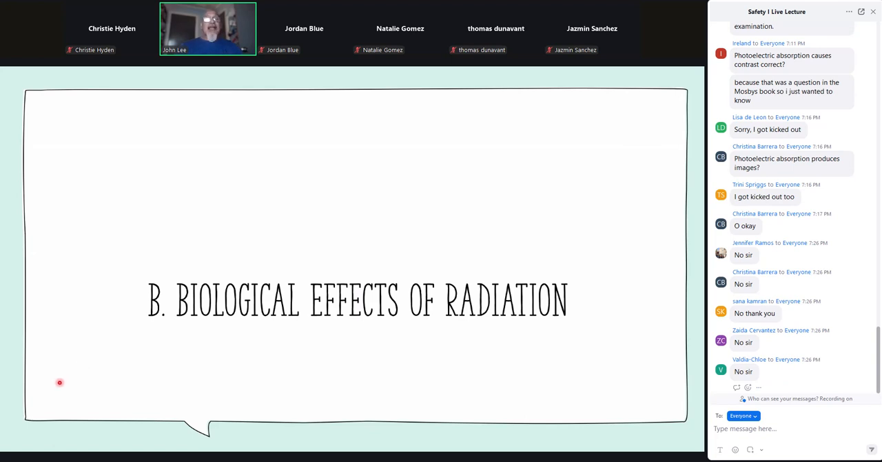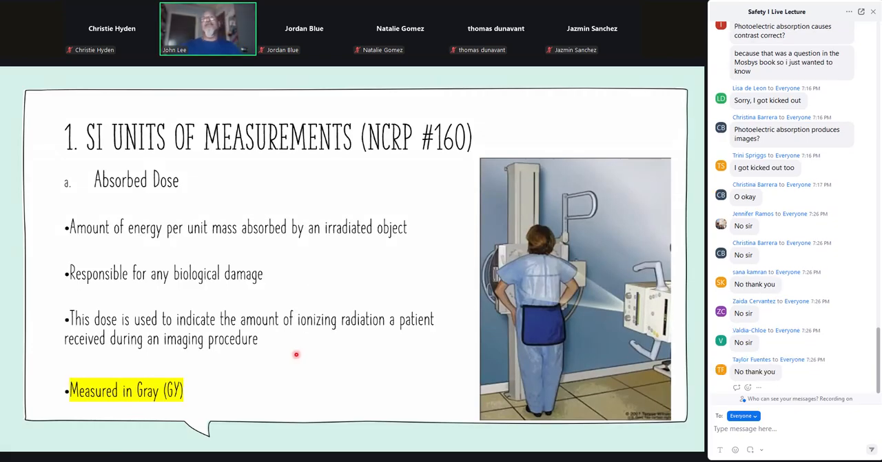So let's look at the biologic effects of radiation. All right. First thing we're going to talk about here are units of measurement. There are 4 different areas we're going to look at here. There are more than 4 units, but some of them overlap. So the first one we'll look at is the absorbed dose.